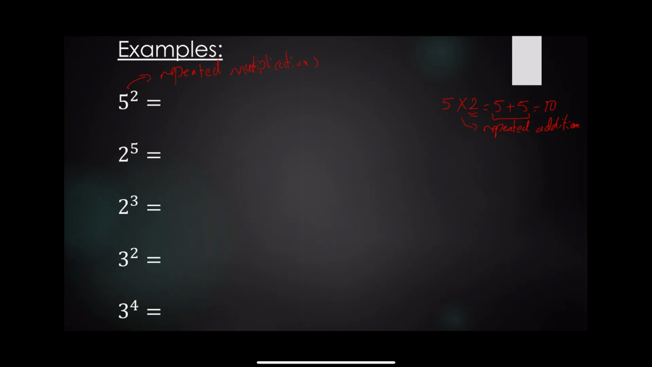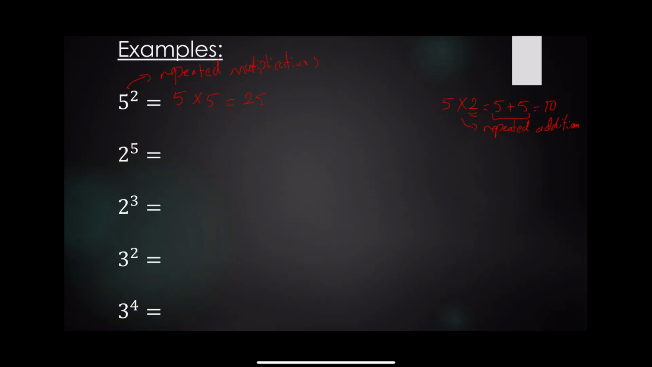So 5 to the power 2 is not, as many students do, 10. The answer is not 10. 5 to the power 2 means 5 multiplied by itself 2 times, and the answer is 25.